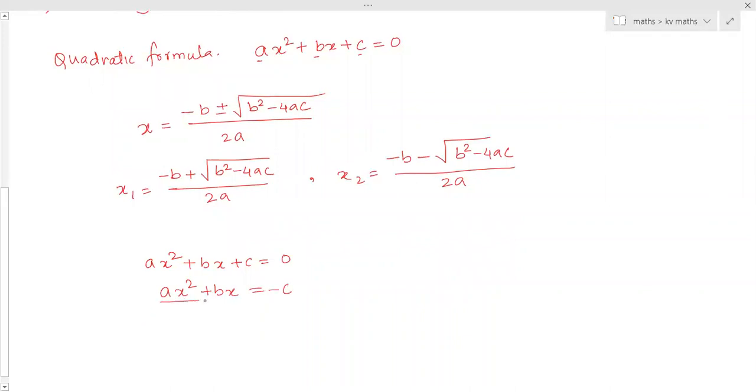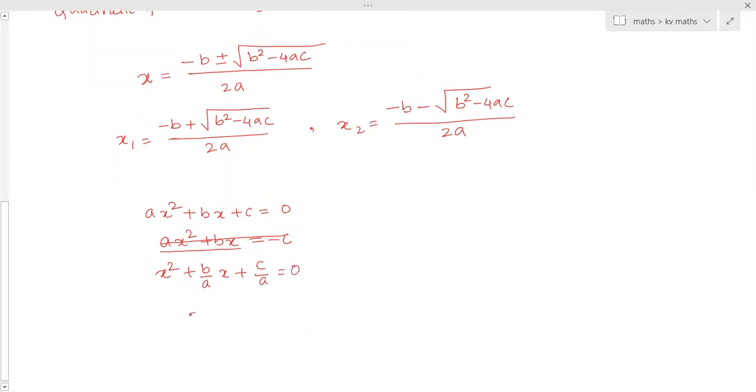Now this side, we have to convert in such a way that it will be in the form of a square plus 2ab plus b square, so that we can convert that into the square of some number. First, we have to divide both sides by a. Then it is x square plus b by a x plus c by a is equal to 0, and then x square plus b by a x is equal to minus c by a.